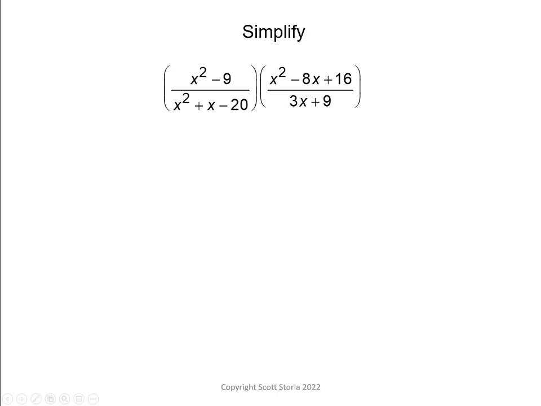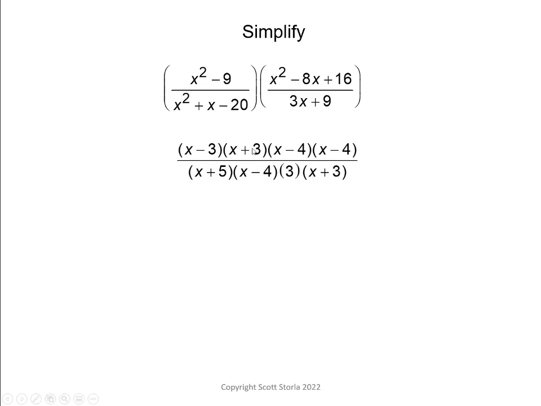Here's another. Here I have the difference of 2 squares. Here I'm going to use guess and check. I'm going to use guess and check here also. And here I have a GCF of 3. So this is going to be x minus 3, x plus 3. This factors to x plus 5, x minus 4. This factors to x minus 4, x minus 4. And when I take the GCF here, I'll be left with an x plus 3. And now I can start taking my common factors. I've got an x plus 3, an x minus 4. But that looks like about it.